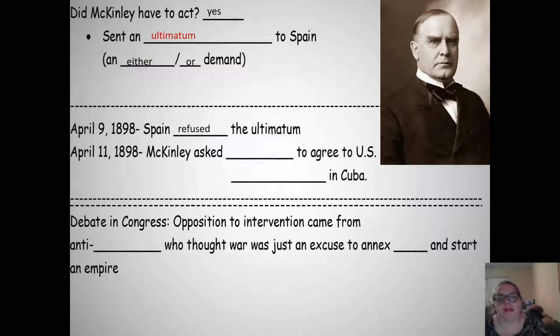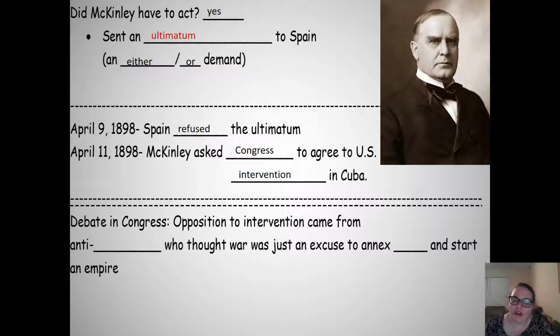Okay. Now, the ultimatum he was given, McKinley told Spain, either you sit down with us and with Cuba and talk about a way to end the fighting, end this war, or we will go into Cuba and we will end it ourselves. Okay. So April 9th, Spain refused the ultimatum. April 11th, McKinley does something that is actually kind of rare for a president, even though they're supposed to. He asked Congress to agree to U.S. intervention in Cuba. He basically asked Congress to declare war.